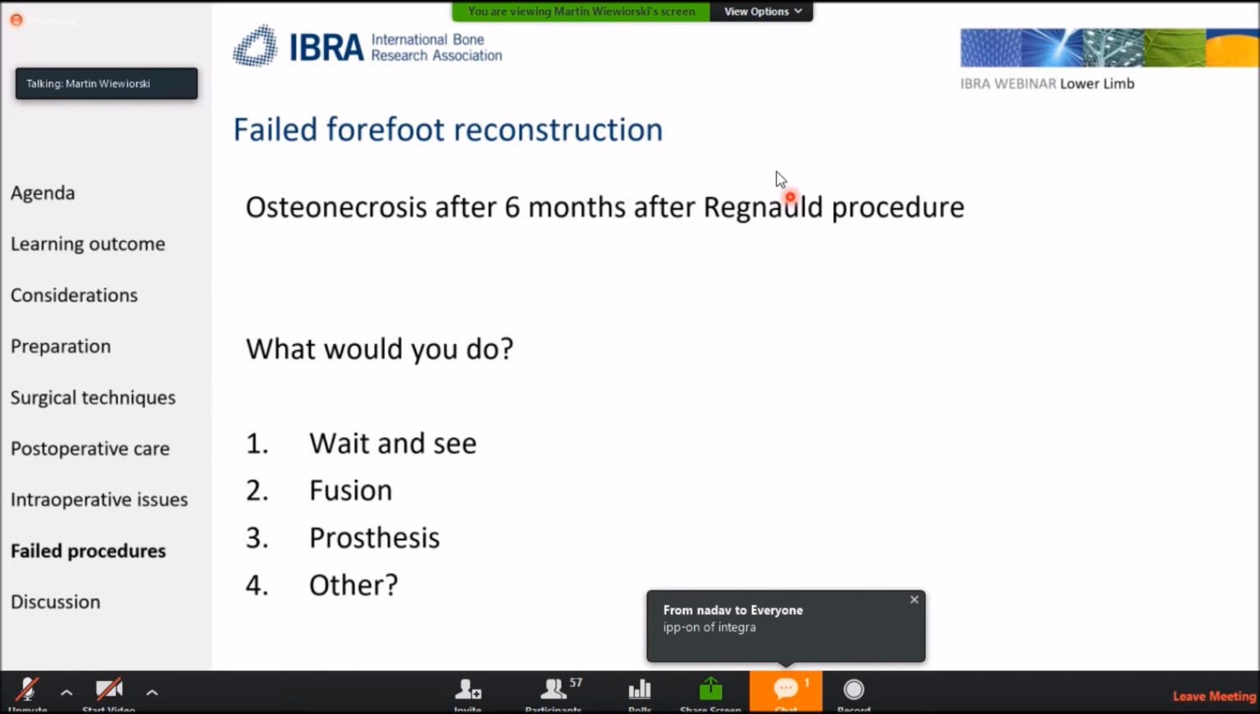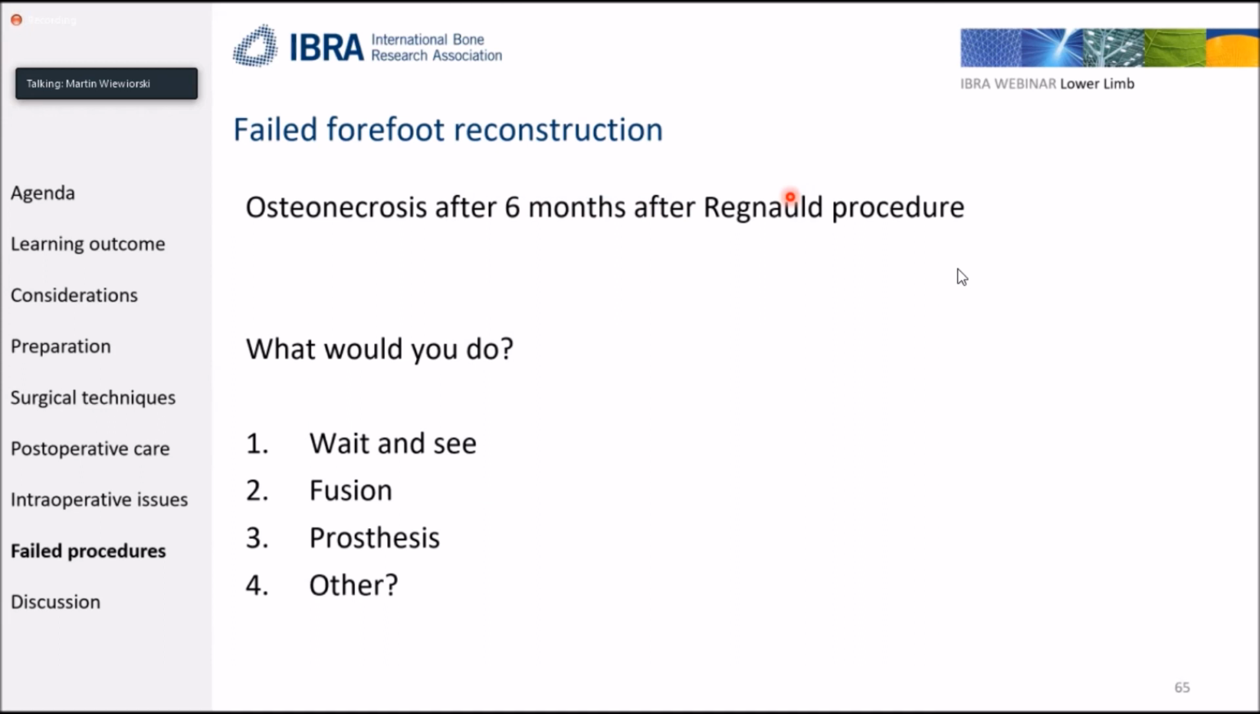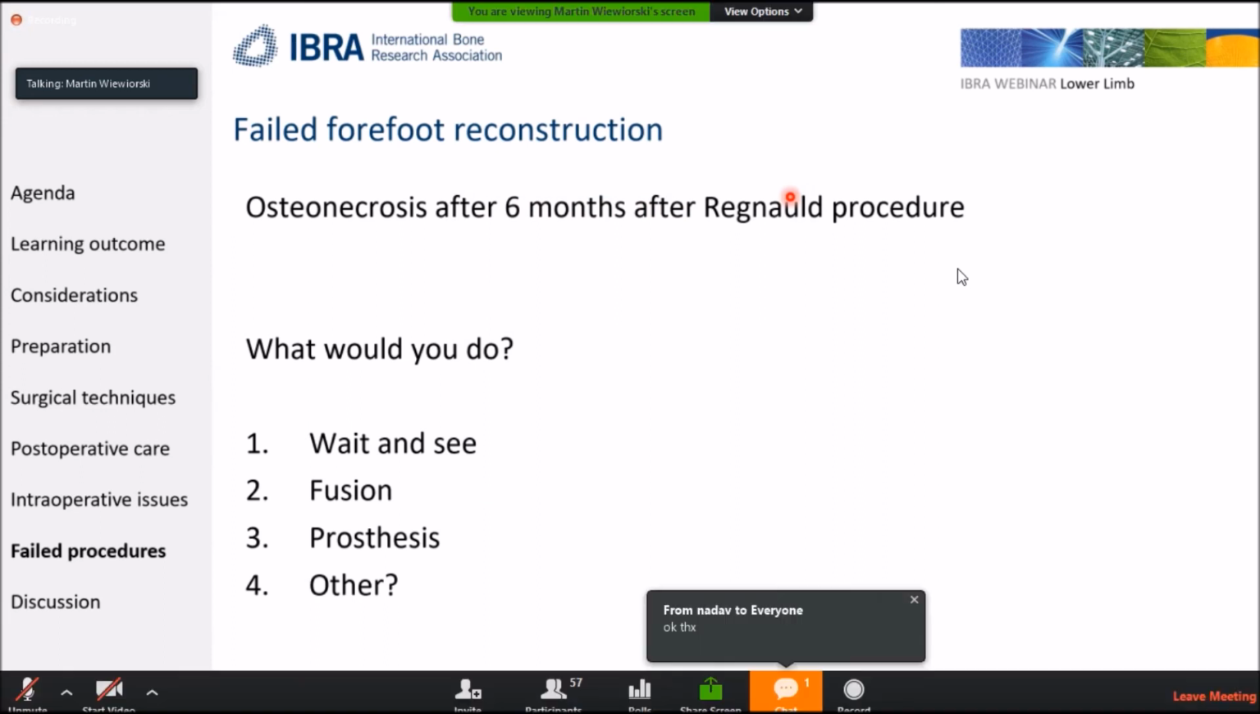Okay, I don't know this implant. I actually haven't seen it before. Sorry, Nadav, I can't really comment on this, because I don't know exactly what implant that is. I guess I have to go and check it out during the next Foot and Ankle conference. All right, sorry for that. I don't know this.